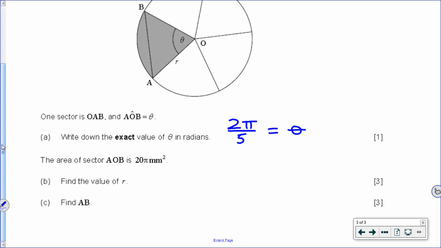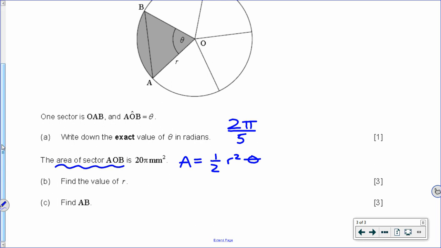Then we're told the area of sector AOB is 20 pi, and asked to find the value of R. So we're given the area of a sector. The formula that we would like to use is in the formula booklet for the area of a sector. And that formula is area equals 1/2 R squared theta, as long as theta is in radians. So you could not put a 72-degree angle in this formula and have it work, but you can put the 2 pi over 5 in for theta and solve for R.